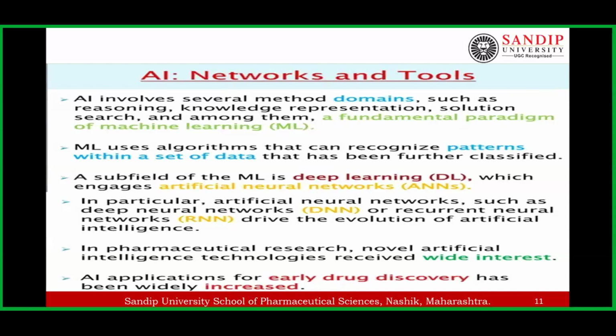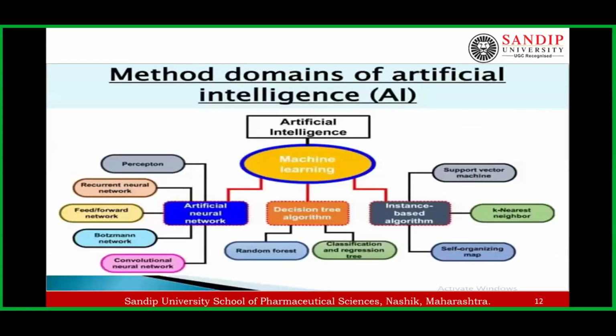Majorly, these novel artificial intelligence techniques have received wide interest in pharmaceutical research, and especially in early drug discovery, the interest has gradually increased. What I explained is in the form of a pictorial representation: in artificial intelligence, we are concentrating on machine learning. It has subdivisions, for example instance-based algorithms, decision tree type algorithms, or artificial neural networks.